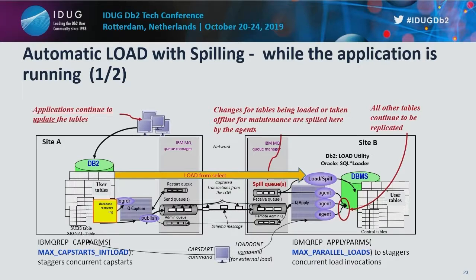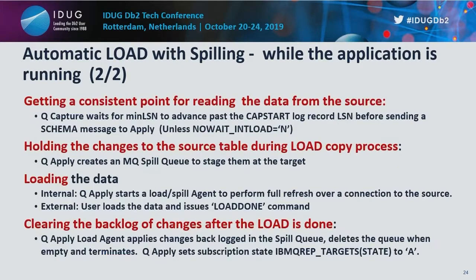So as a user, if I look at the QRep tables, the state of the subscription will be loading. Once I finish applying the backlog of changes, it will be active. Now I can use my table. It's synchronized within a second or so, and it's fully loaded. So I will be checking the state and the latency to know when I can start using that new table at the target.